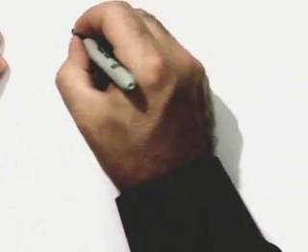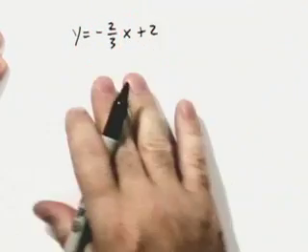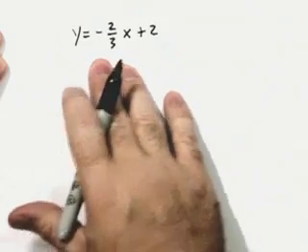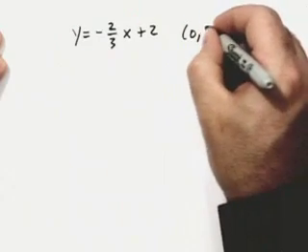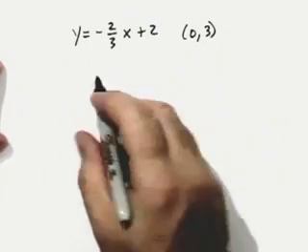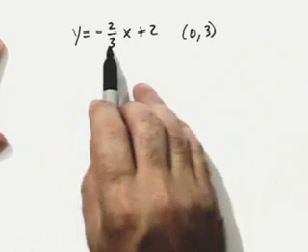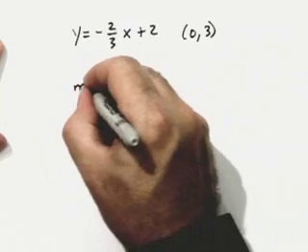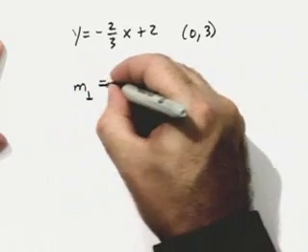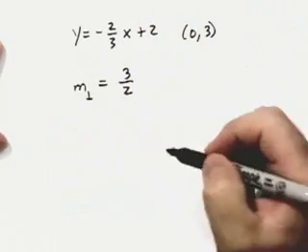Move on to the perpendicular line. Again, we start with our given line, y equals negative 2/3 x plus 2, and we're looking for a line that's perpendicular to this line that passes through the point (0, 3). Perpendicular lines have opposite reciprocal slopes, that is, the product of the slopes is equal to negative 1. Our given slope was negative 2/3, so the slope of our perpendicular line will be a positive 3/2.